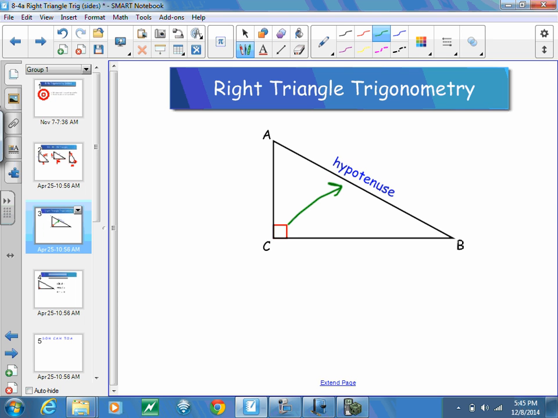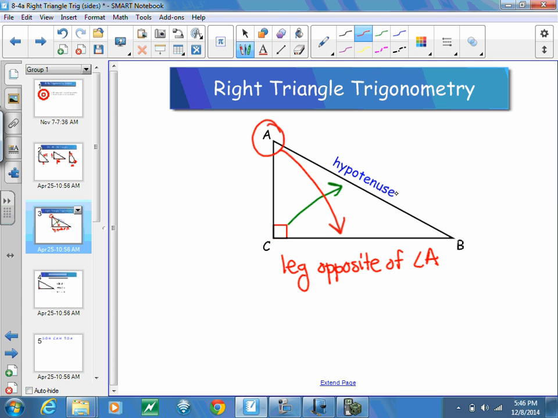Then we're going to have what we call our reference angles. So if I look at angle A as a reference angle, the two legs on this triangle have specific names. We have the opposite leg and we have the adjacent leg. Well, the opposite leg is the side that's opposite of angle A. So here we have the leg opposite of angle A.